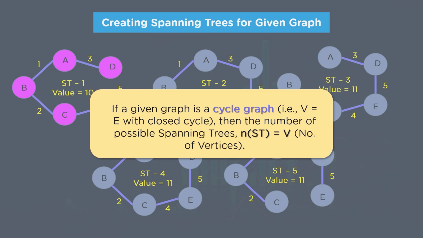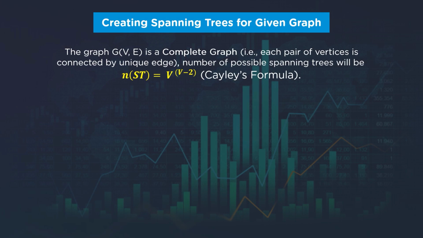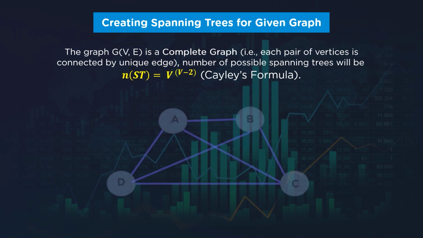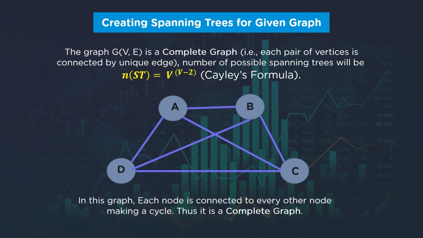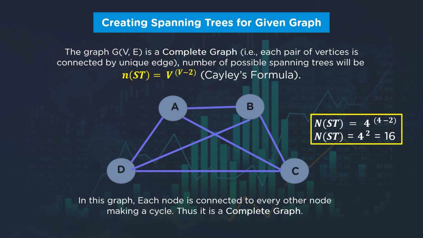If the given graph is a complete graph, then the number of possible spanning trees will be equal to v raised to v minus 2, where v is the number of vertices in the given graph. You can say that the given graph is a complete graph if each pair of vertices is connected by a unique edge. For this particular graph, the number of possible spanning trees will be 4 to the power of 4 minus 2, which is further equivalent to the square of 4. Hence, the number of possible spanning trees for this structure will be 16.